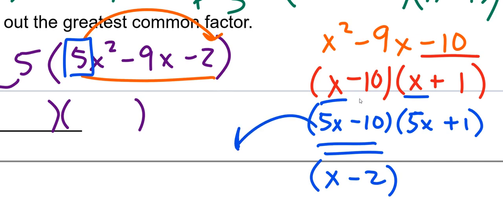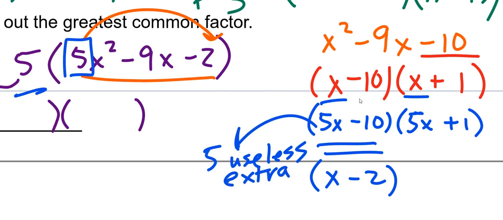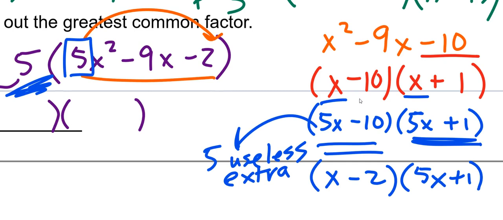I can pull out the 5. The 5 is useless. It was extra that we didn't need. That's not the same thing as the original 5. That 5 is necessary. This is the Berry method process. Now, if I look inside the other one, I don't see anything extra, so it is finished. That's it, folks.